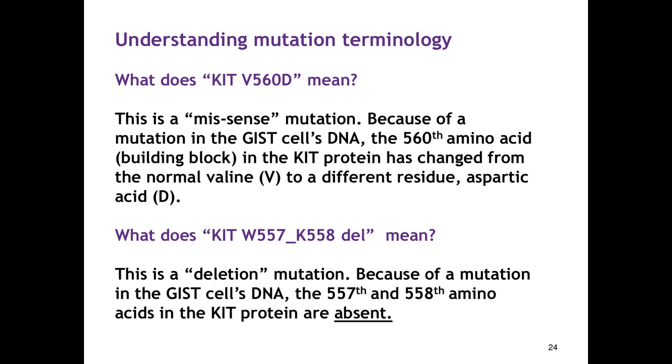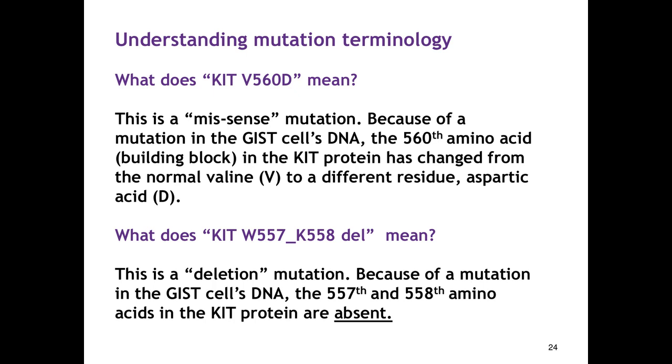So proteins are long chains of amino acids, components of proteins, hundreds of building blocks, and one particular building block, number 560, has changed from the wild type, represented by the letter V, which stands for an amino acid called valine. It's been mutated to a different residue, an aspartic acid residue, represented by the code D. So V560D means residue 560 is changed from valine to an aspartic acid.